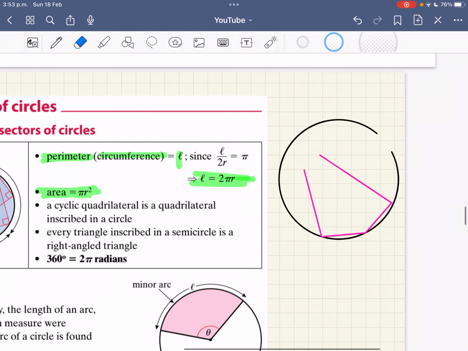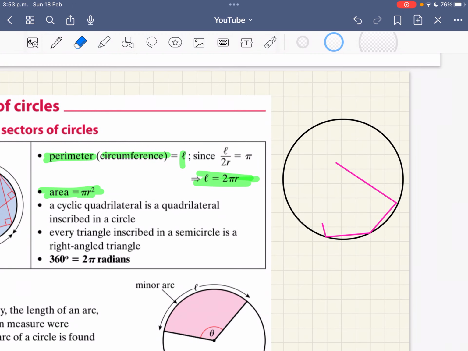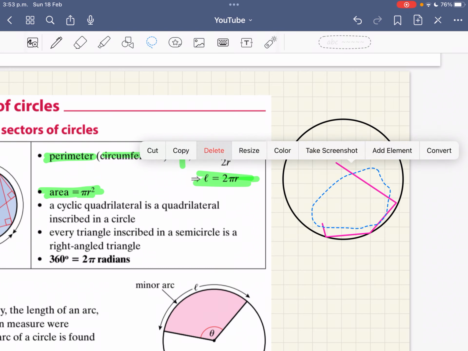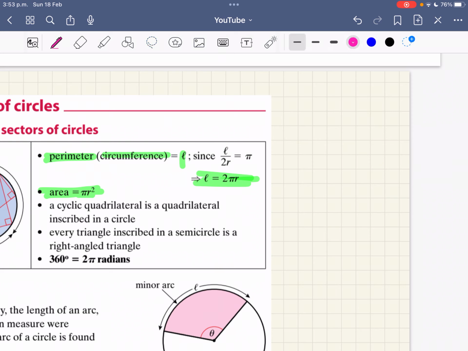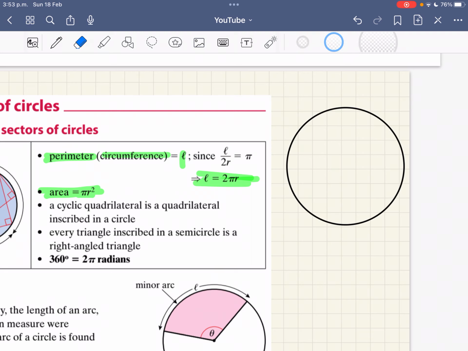Then we have another theorem there. Every triangle inscribed in a semicircle is a right angle triangle. That is a very important theorem. So again, we have a circle, and it's not talking about a full circle, it's talking about a semicircle. A nicer way to phrase it is any triangle made with the diameter of your circle. So we have a diameter there, and any triangle made using that diameter is a right angle triangle. So that's a right angle triangle. This is a right angle triangle.